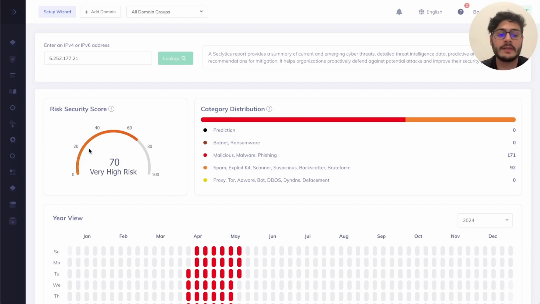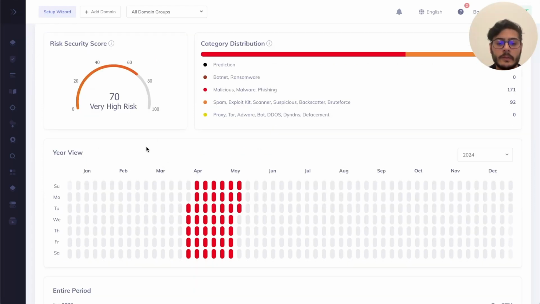So as before, we can see the security score and the highlight. So this is a very high risk IP address. And we can see the distribution of what type of threats this IP address has provided. So as we can see, there were 171 reports of malicious malware or phishing attempts, and 92 reports of spam, exploit kit scanners, and the rest of these different types of attacks.